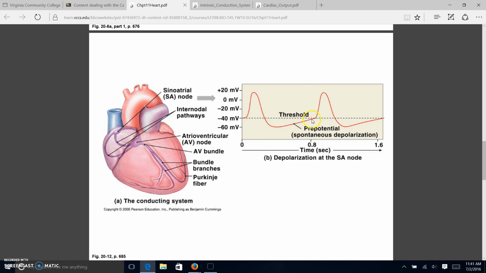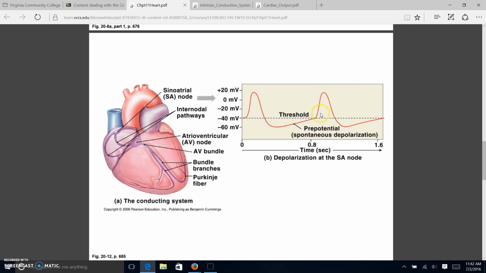Once we build that voltage up to threshold, threshold actually opens up voltage-gated channels, which allow calcium to rush in. Threshold is the magic number, so to speak, the voltage that opens up the voltage-gated calcium channels. Calcium rushes in at that point, and we actually cross zero, which means we reverse polarity. We go from a negative to a positive once we cross zero.